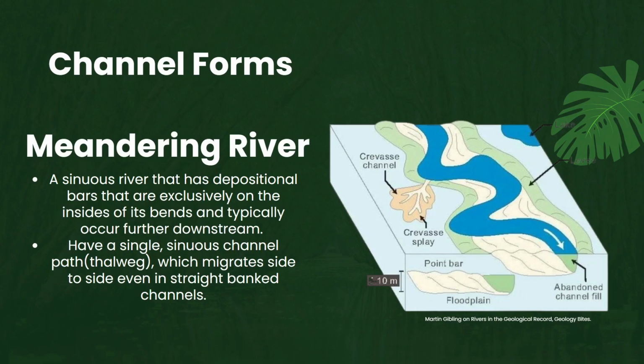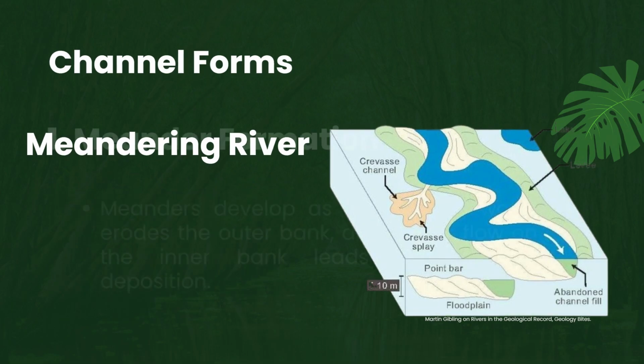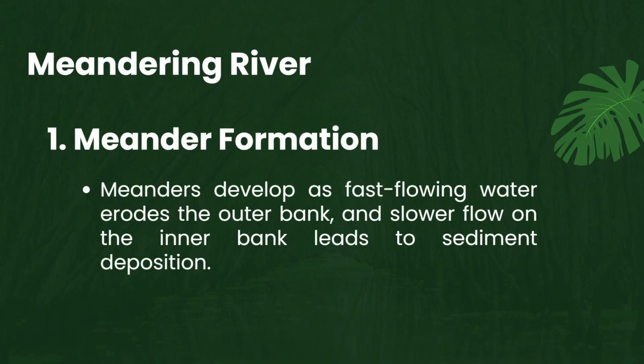The last channel form we're going to focus on is the meandering river. A meandering river follows a single winding path called the talweg that curves back and forth across the landscape. This form is more common further downstream where the river has a lower slope and carries finer sediments. Meanders develop as fast-flowing water erodes the outer bank and slower flow on the inner bank leads to sediment deposition.